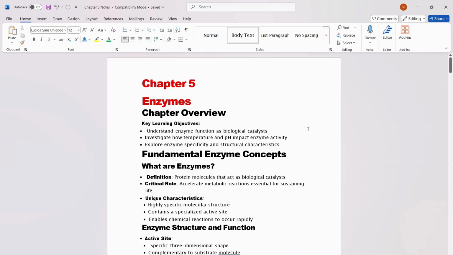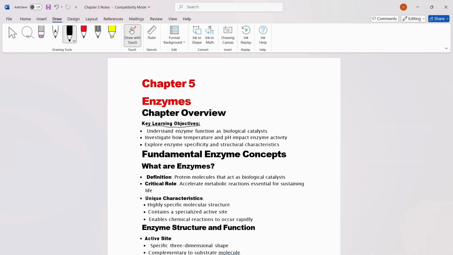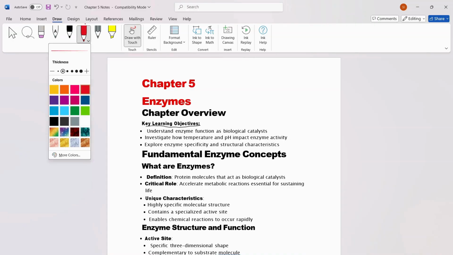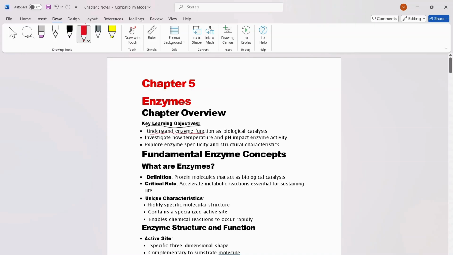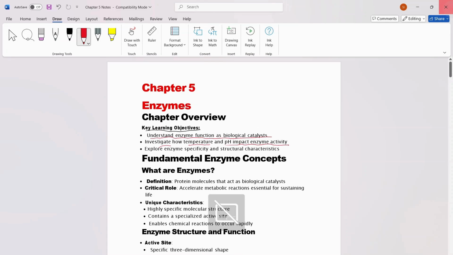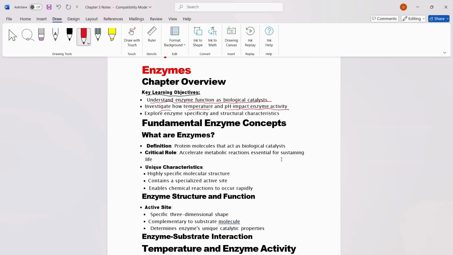Hi guys, we are going to start with our chapter number 5, Enzymes. It says the key learning objectives. They include: understand enzyme functions as a biological catalyst, investigate how temperature and pH impact enzyme activity, and then the third, explore enzyme specificity. Let's start with fundamental enzyme concepts.